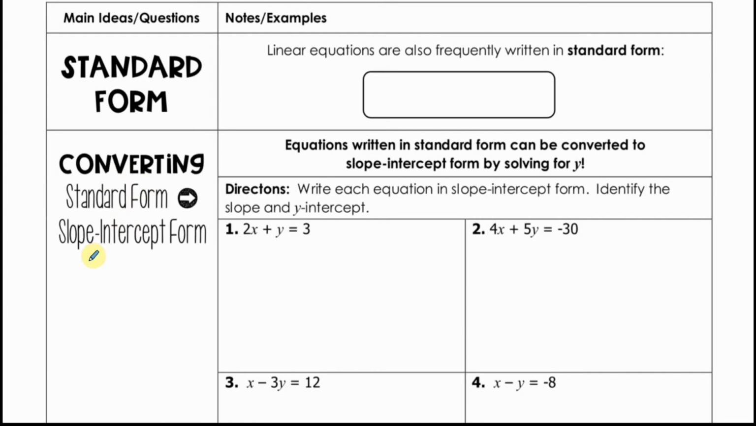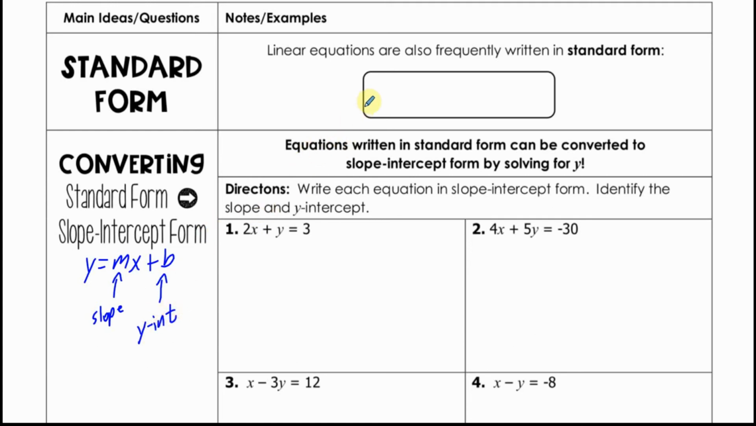So we've done some work with slope-intercept form. Y equals mx plus b, where that number in front of x always turns out to be the slope of the line, and that number by itself always turns out to be the y-intercept.